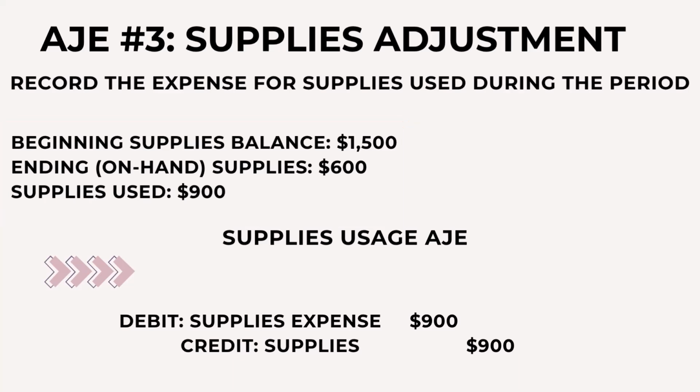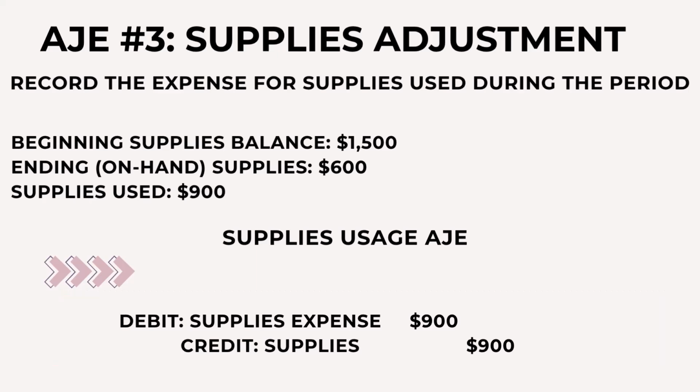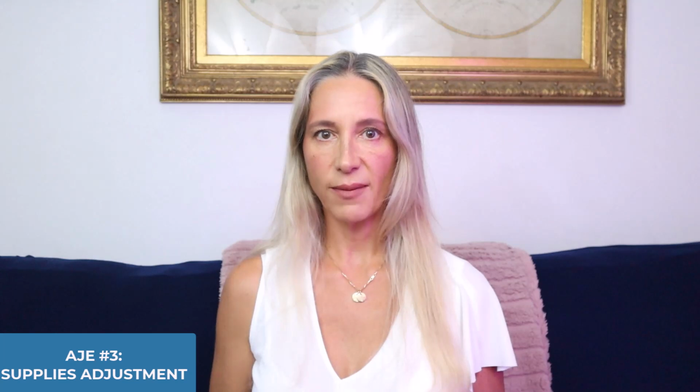So we book an adjusting journal entry. We debit supplies expense for $900 and we credit the supplies asset account for $900. This adjusting journal entry makes sure the income statement reflects the cost of supplies actually used, and the balance sheet only shows what's still on hand, keeping both statements clean and accurate.